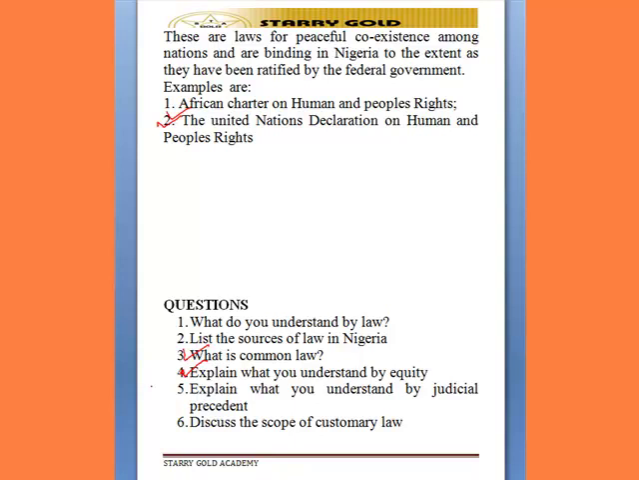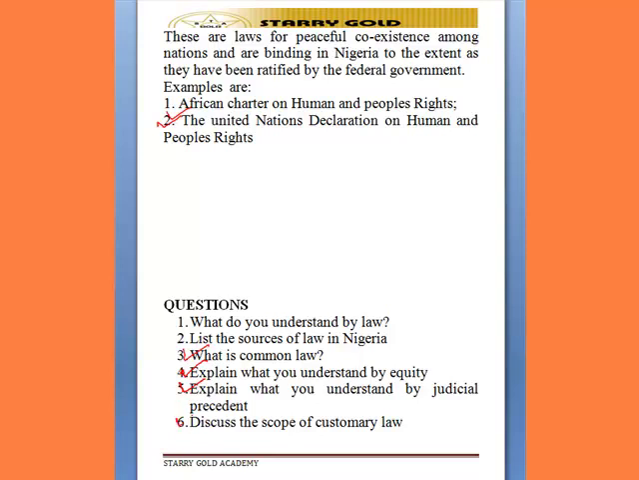Then number 5, what do you understand by judicial precedent? From my lecture, I told you judicial precedent can be defined as decisions of courts which were earlier taken, which when a similar case comes up for hearing, such decisions are bound to be adopted in that court. If it is to be adopted by a lower court, it is known as binding judicial precedent, and if it is a court of coordinate jurisdiction, it is known as persuasive judicial precedent. By coordinate jurisdiction, I mean courts of equal power. For example, the High Court of Lagos and the High Court of Ogun State are all courts of coordinate jurisdiction.